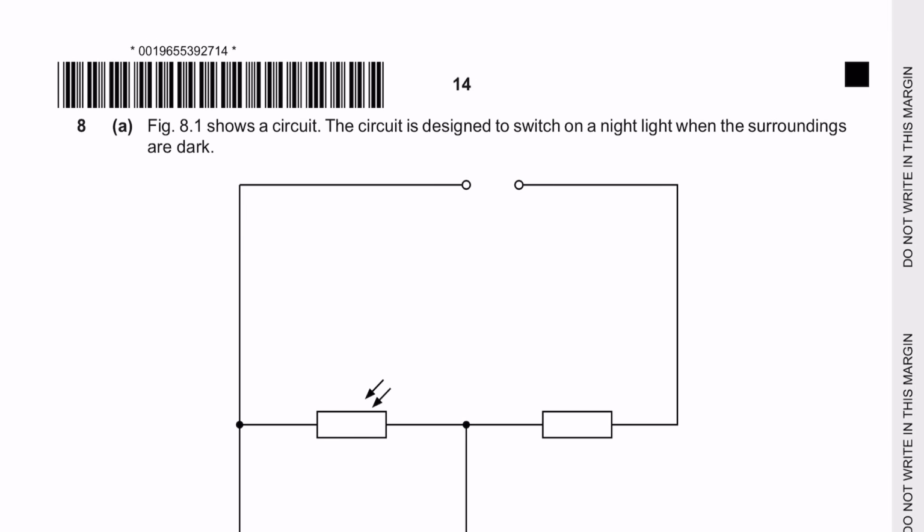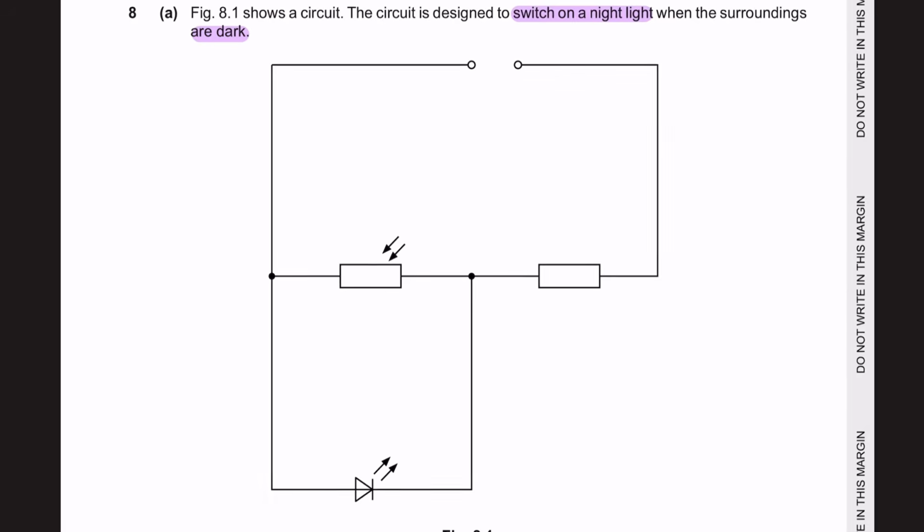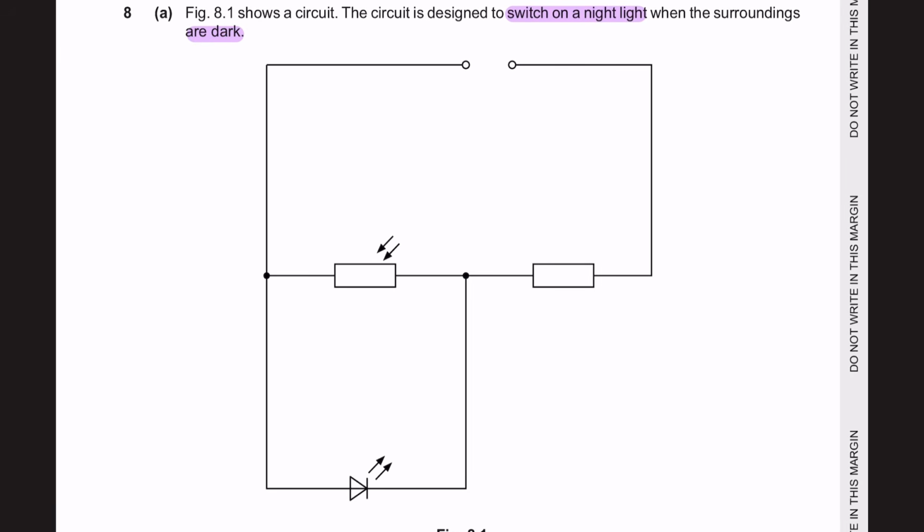Next, question 8, part A. Figure 8.1 shows a circuit. The circuit is designed to switch on a night light when the surroundings are dark. Alright, so let's first identify all the components that you can see in your circuit. We have here a power supply, a fixed resistor, a light-dependent resistor, and a light-emitting diode.